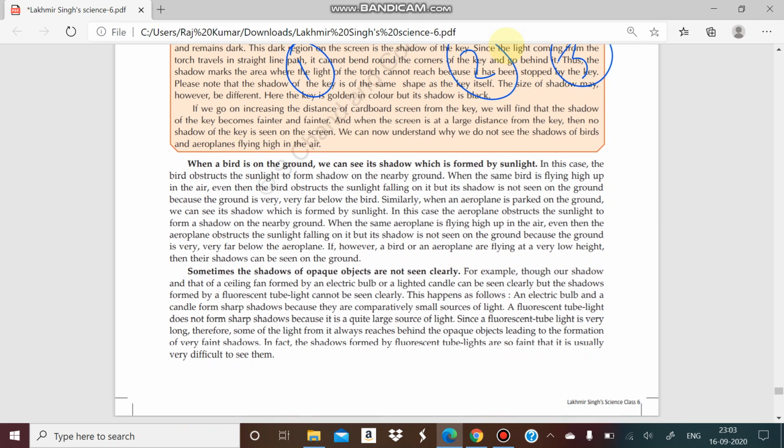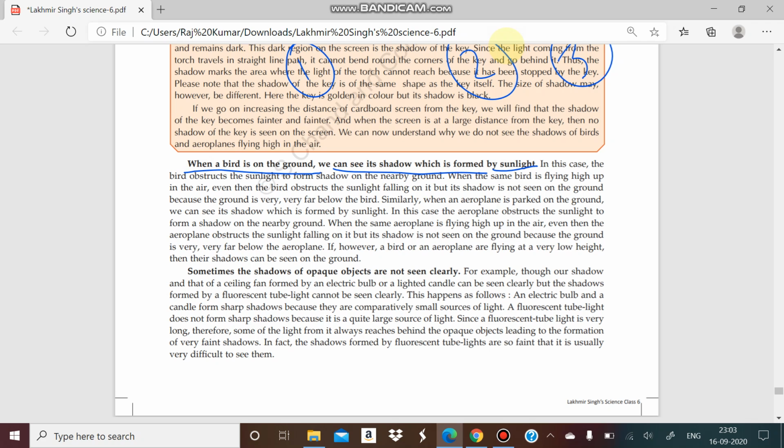You can see here that when a bird is on the ground, we can see its shadow, which is formed by the sunlight. So birds, plants, humans, any things, if they are opaque objects, their shadow will be formed on the ground if the light is coming from the sun.